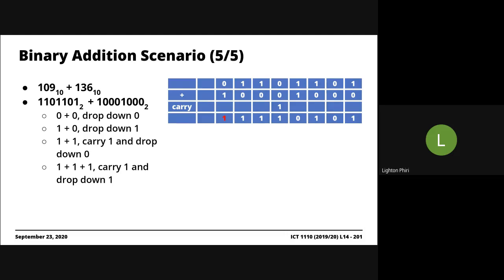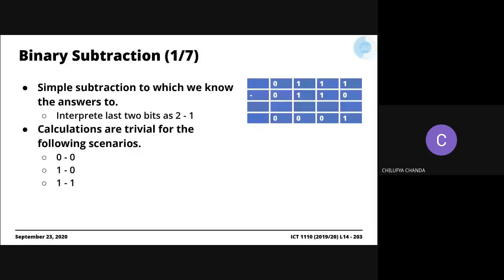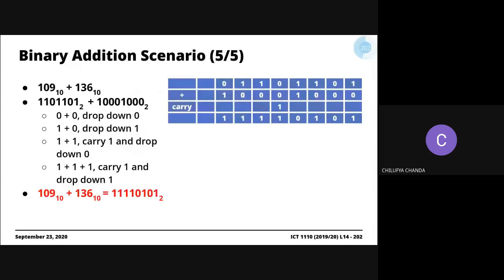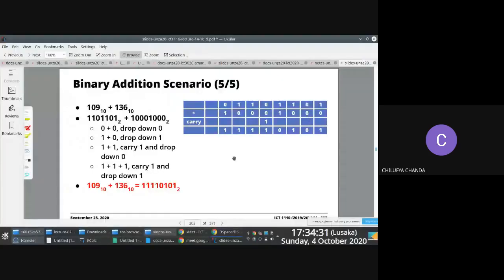So I don't know if... Yes, hi. What if the other one has more bits than the other? This is the kind of situation we have. Good question, by the way.